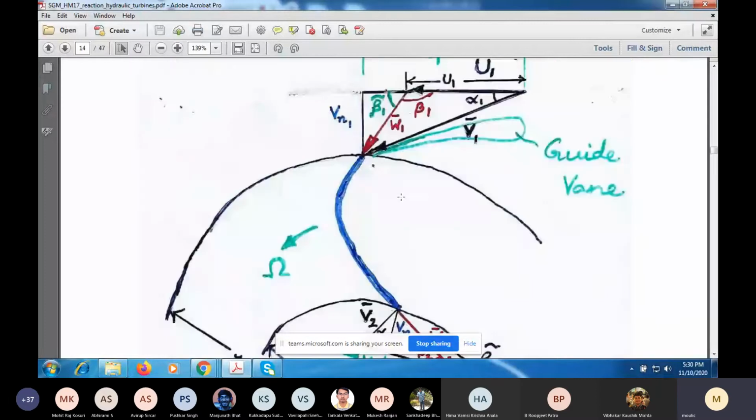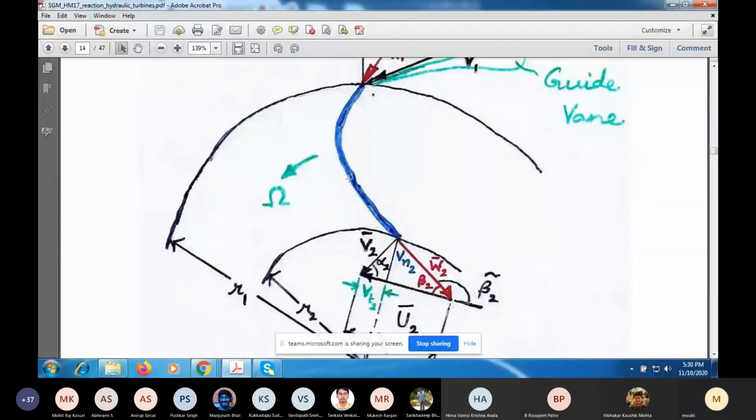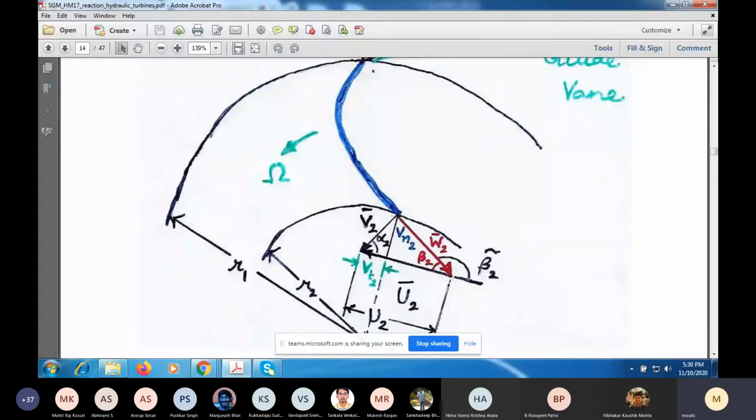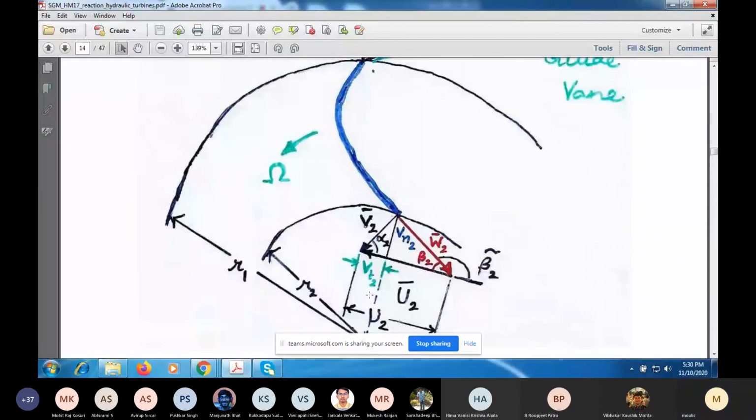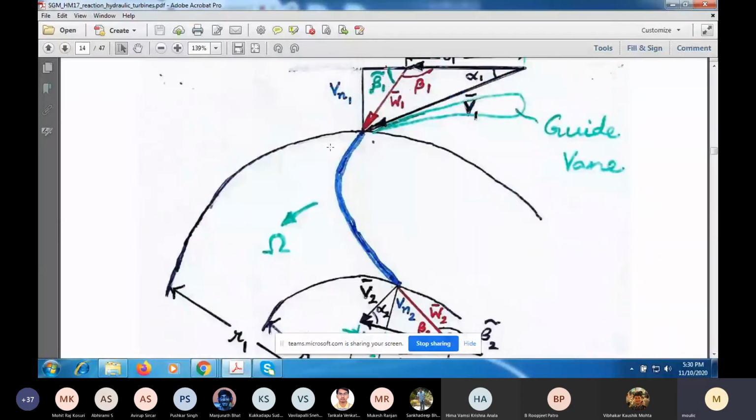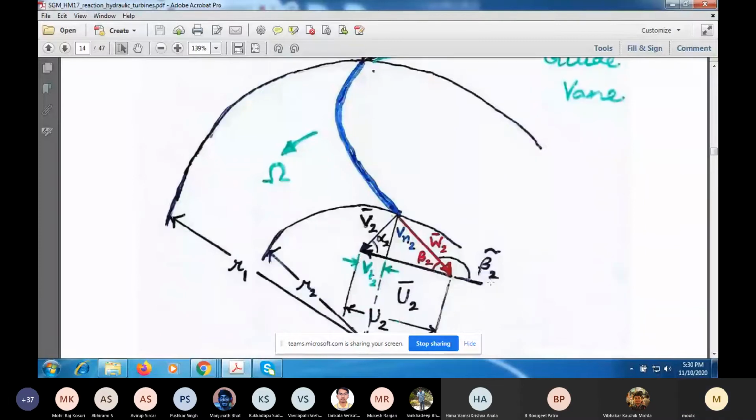Now, here I have shown you a figure. This blue curve represents a runner blade, which is rotating in the anti-clockwise direction about this center line, which is indicated by the cross. So the fluid is entering this way, it is radially inwards. So R equal to R1 is the inlet, and R equal to R2 is the outlet. And here R1 is larger than R2.